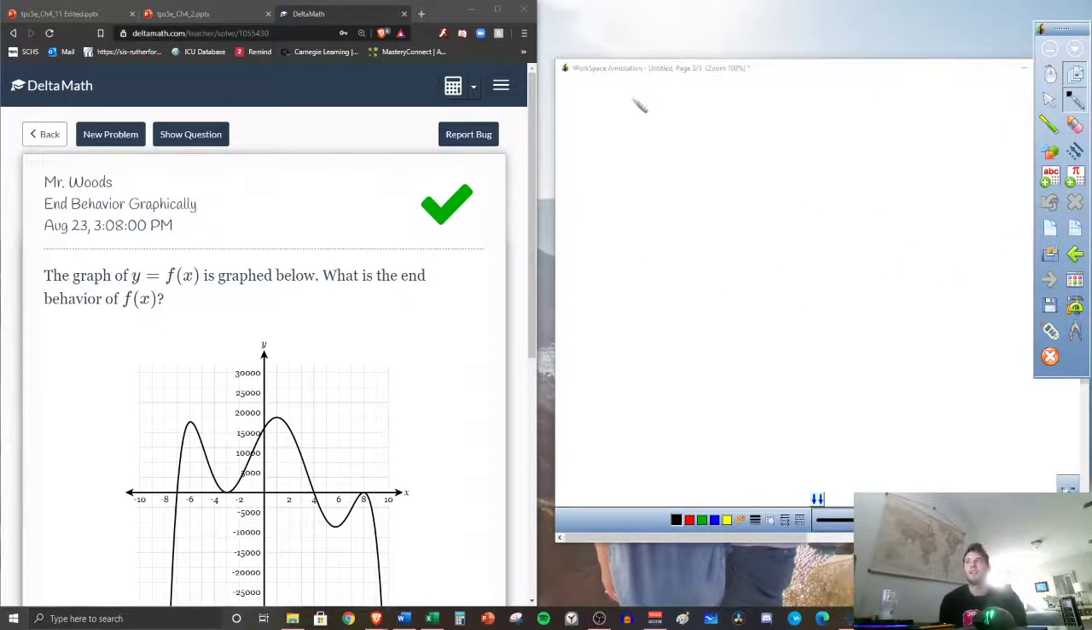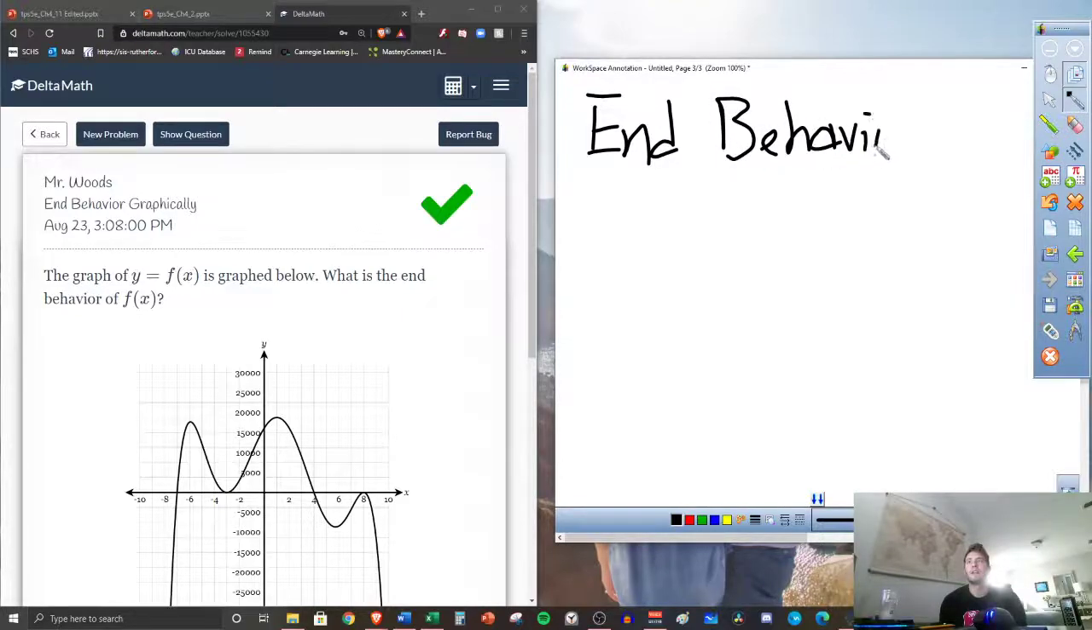Start a new page. Let's do end behavior algebraically. Or no. Let's actually say from a function. That's what we're going to put. From a function.